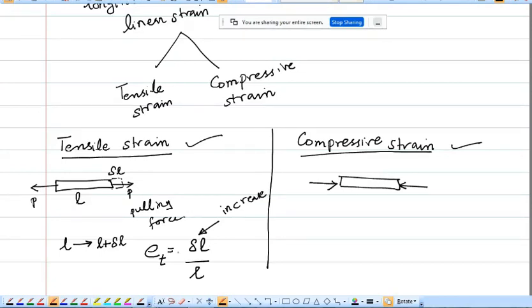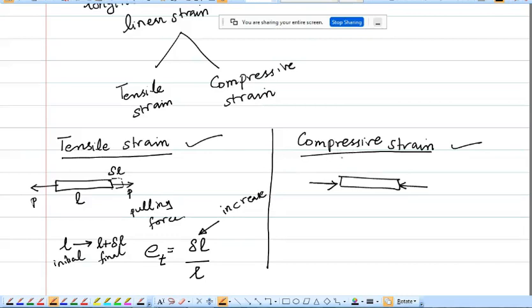Generally speaking, if you say strain, it is a change in the dimension to the original dimension. But if you are speaking particularly of a tensile strain, the length increases from L to L plus delta L. This is your initial length and this is your final length. So in a tensile strain, this is the ratio of increase in length to the original length.